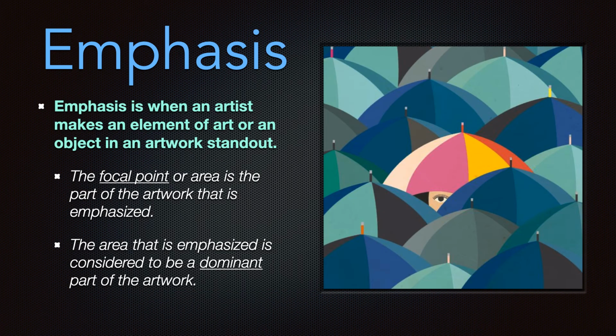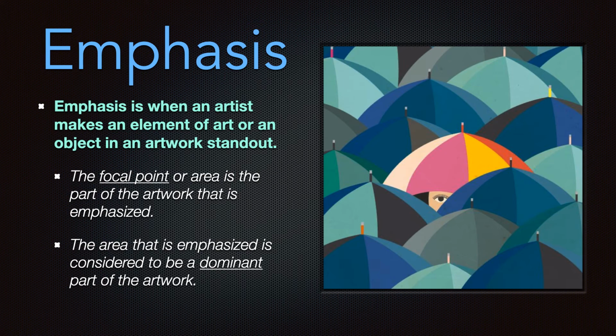The next principle, emphasis. Emphasis is when an artist makes an element of art or an object in an artwork stand out. The focal point or focal area is the part of the artwork that is emphasized. The area that is emphasized is considered to be dominant, a dominant part of the artwork.